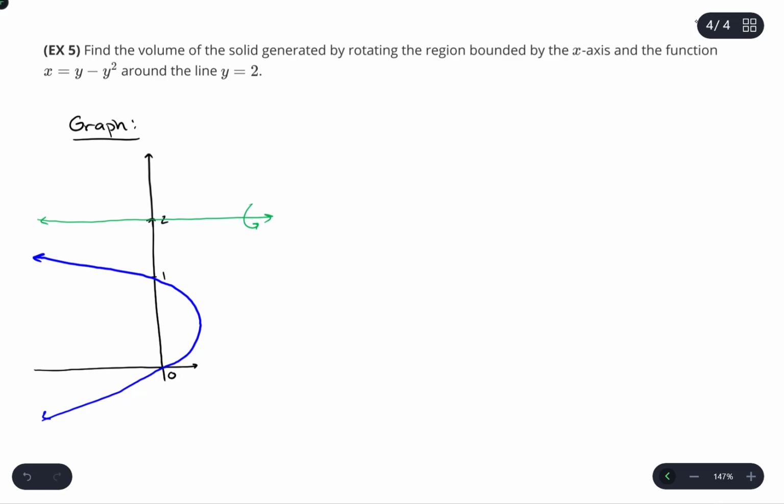Rotating around there. The region here, it was actually stated, it's bounded by the x-axis and this function, so that is a mistake, and that should have been the y-axis. So let me fix that. There we go. All right, now there's my region that I'm looking for, and I want to rotate this around the line y equals 2.